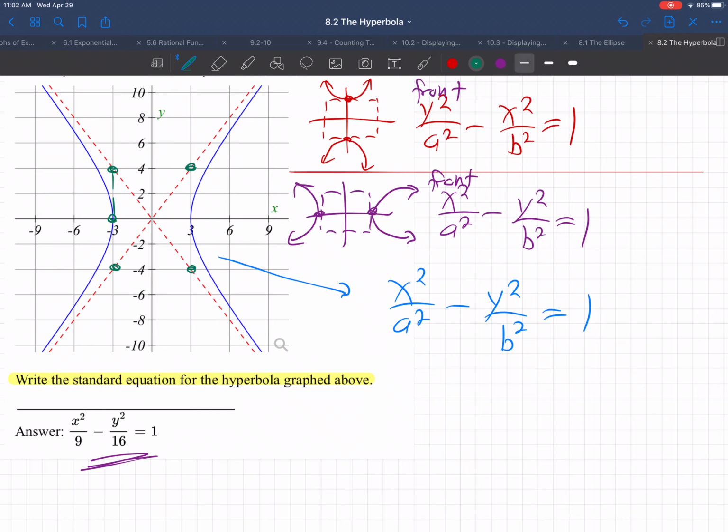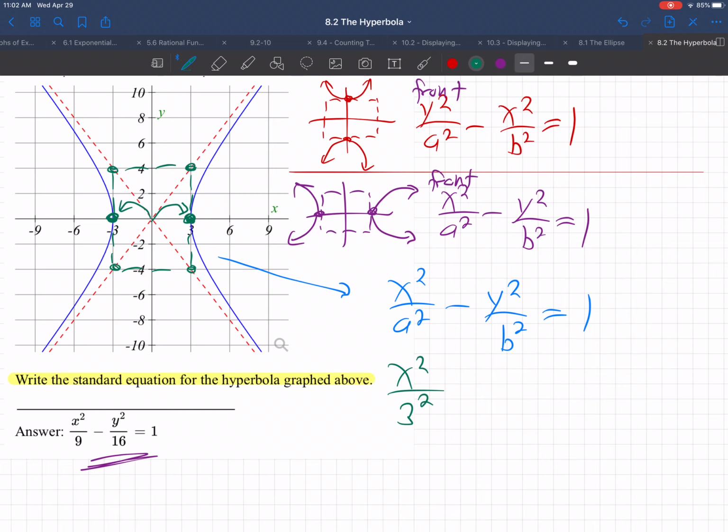So the box hits the edges right here. See that right there? So the box hits these edges. The branches hit the middle edges of the box, and the asymptote lines go through the corners. So we can see that that must be x squared. Now, how far right and left from the center, that's what goes underneath x. So that's 3 squared, right?